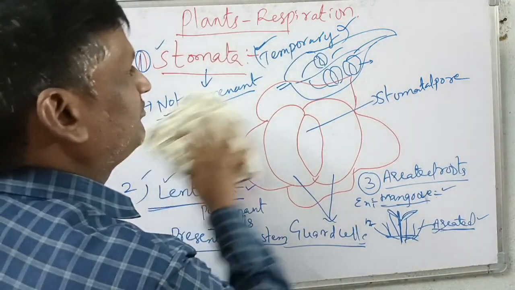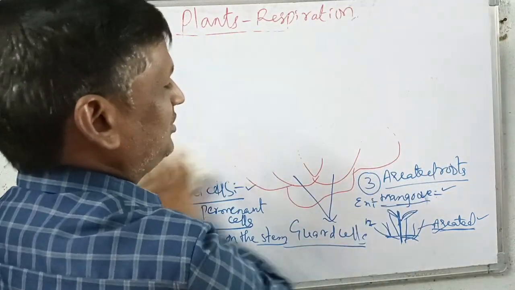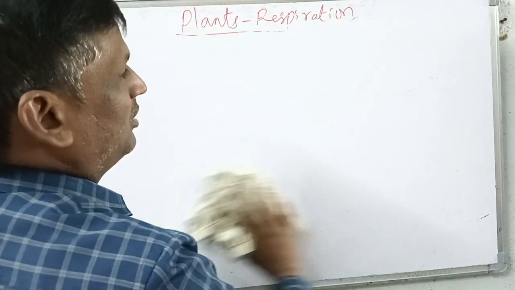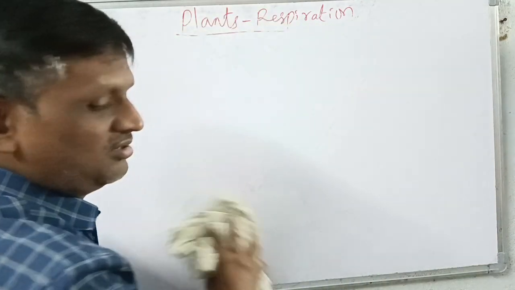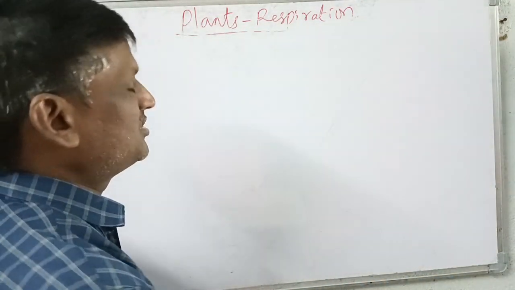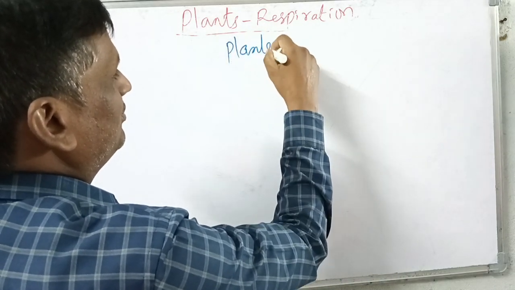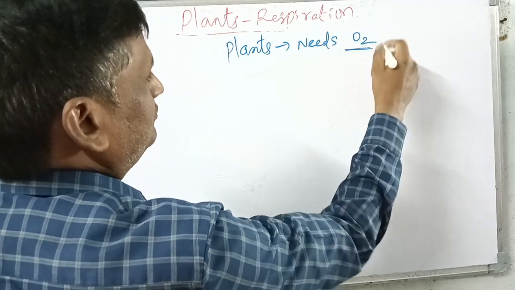Then what is the process of respiration in plants? Do plants need oxygen for releasing energy? How our body needs energy, how our body needs oxygen, do plants also need oxygen for the production of energy? Yes, even plants also need oxygen for the production of energy.